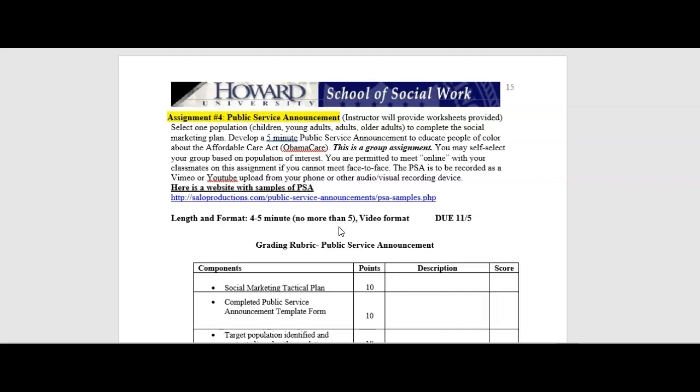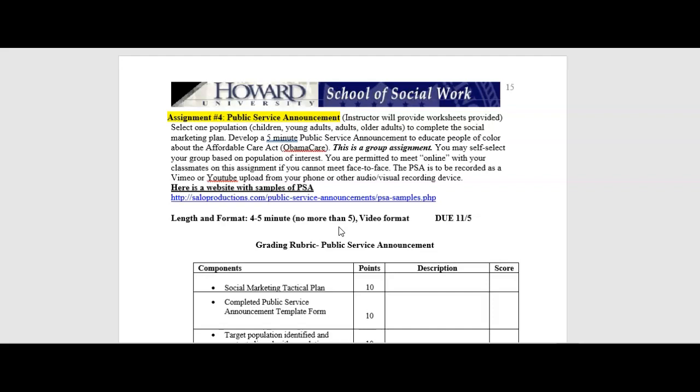Develop a 5-minute public service announcement to educate people of color about COVID-19 and the Affordable Care Act. So I want you to focus specifically on the Affordable Care Act. But when you talk about the Affordable Care Act, I want you to talk about how the coverage mandates in the Affordable Care Act can help them with this current pandemic that we have going on.